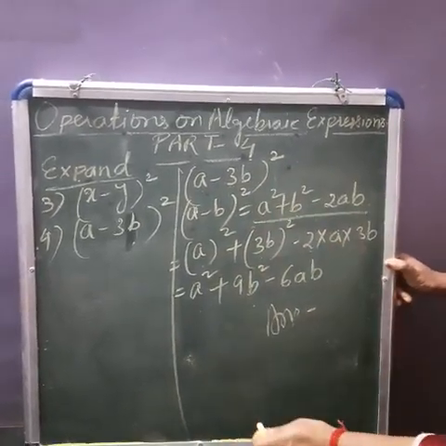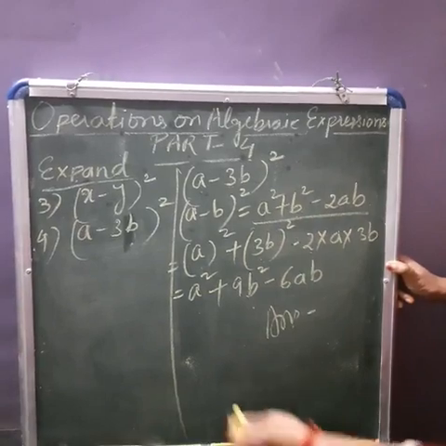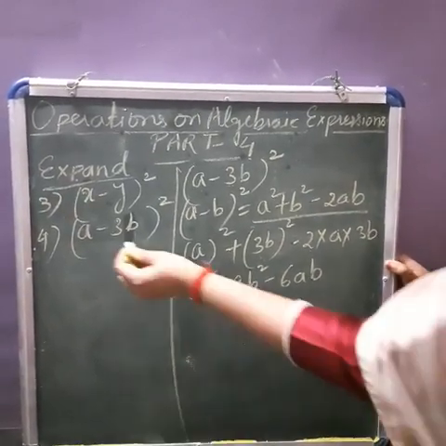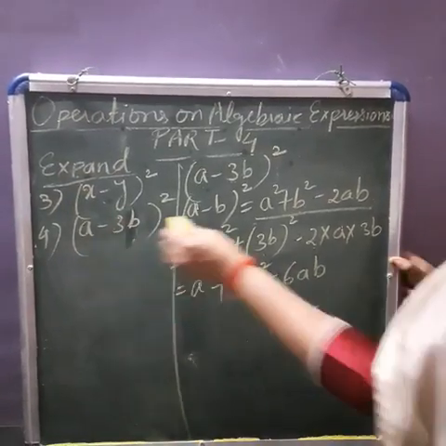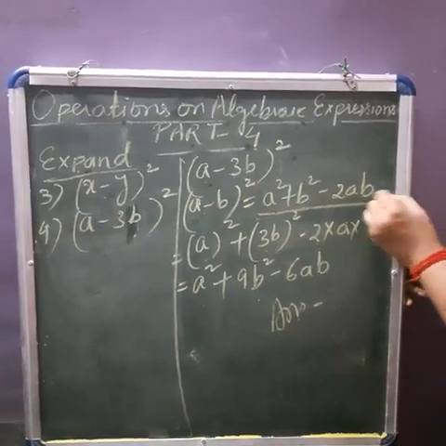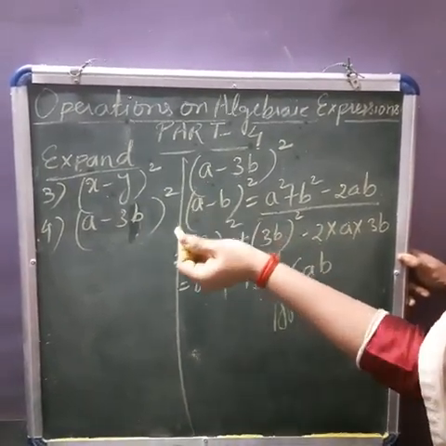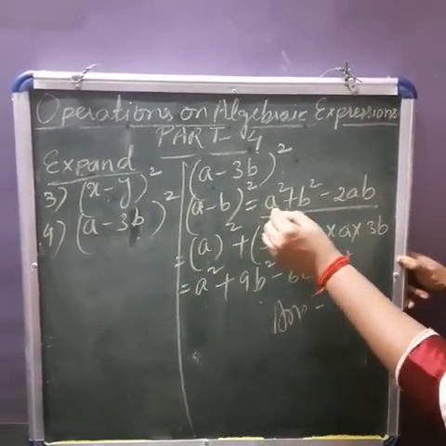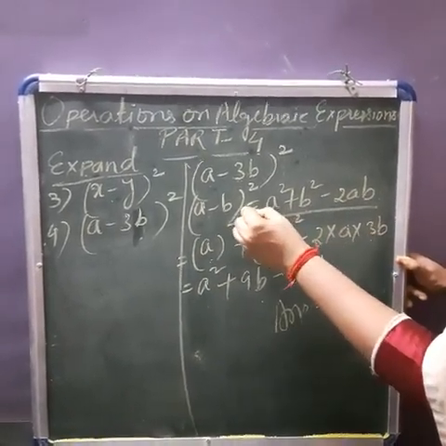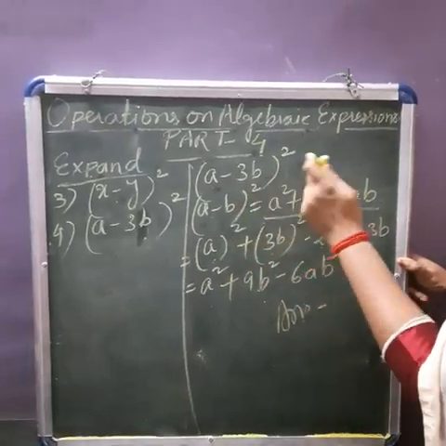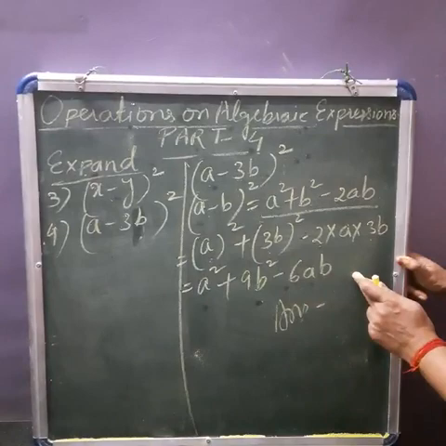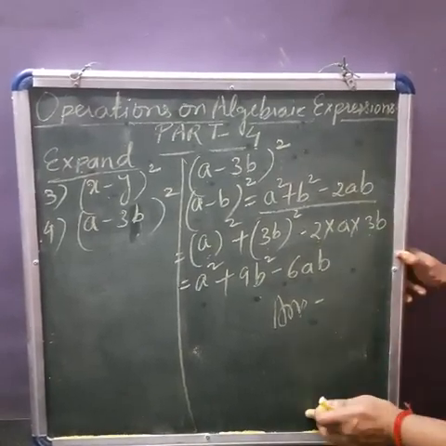So this is the concept for expansion. In question number 1 and 2 you have done it for (a + b) whole square. In question number 3 and 4 we have used this identity, (a - b) whole square is equal to a square plus b square minus 2ab, because the minus sign is over here. So a square plus b square minus 2ab is the expansion form for this bracket. So (a - 3b) whole square is equal to a square plus 9b square minus 6ab is the expansion for this bracket. Thank you.